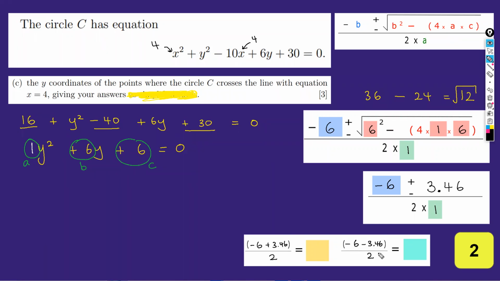A lot of people sent me this answer, minus 1.27. And then minus 6 minus 3.46 divided by 2, that gives minus 4.73. Those are the 2 answers, right?